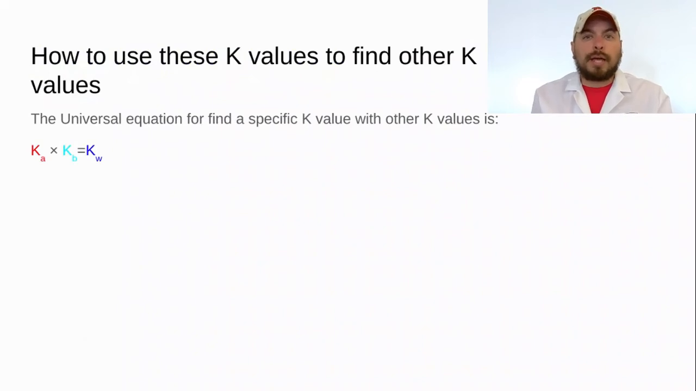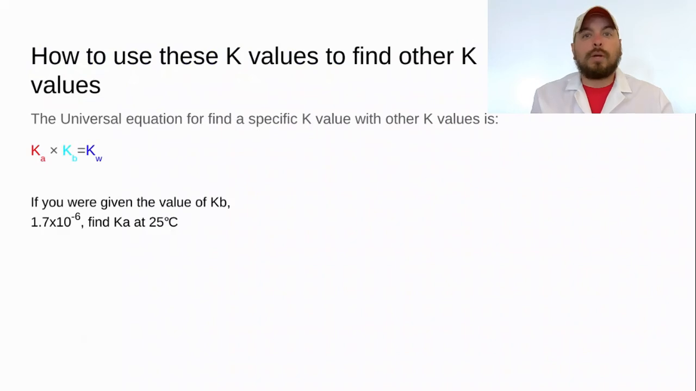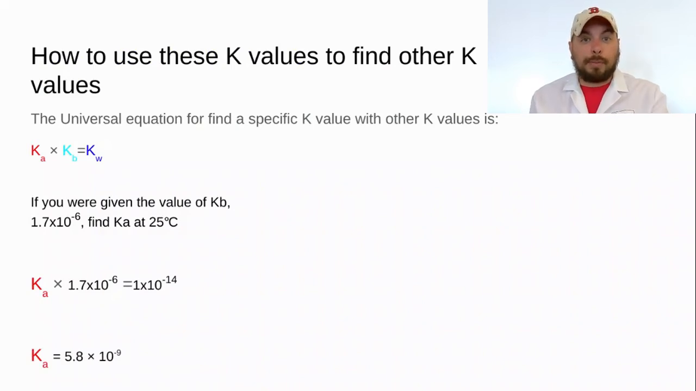Kw is equal to Ka times Kb, and if I'm given, in this case, the Kb of 1.7 times 10 to the negative 6th, I'm going to take my 1.0 times 10 to the negative 14th, divided by 1.7 times 10 to the negative 6th, and I get my Ka of 5.8 times 10 to the negative 9th. So again, I can use Kw to find concentrations of H plus or OH minus. I can also use Kw to find Ka or Kb.